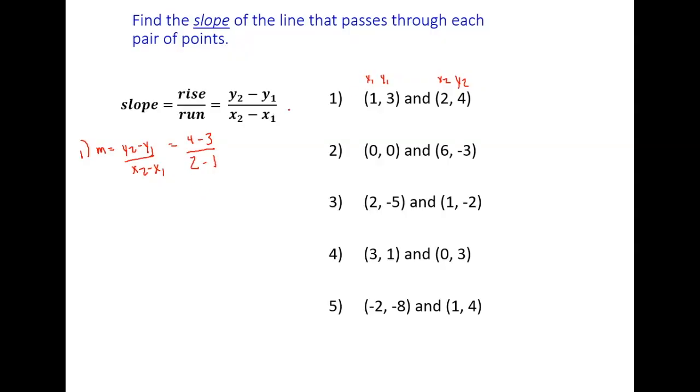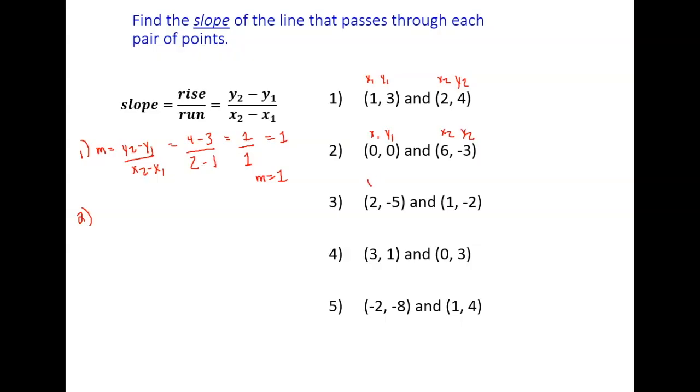Okay, so we have our y2 of 4, our y1 of 3. So we have 4 take away 3, and then we have 2 take away 1. So 4 take away 3 is just 1, 2 take away 1 is 1. So I have a slope of 1. So we say m is equal to 1, or you can just use the words slope is equal to 1. That's fine too.